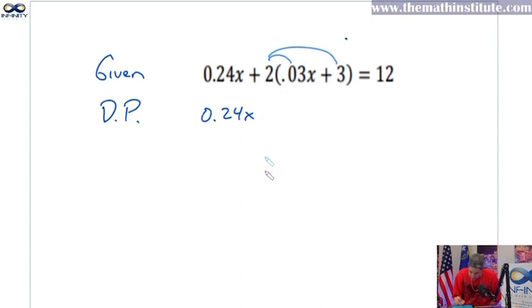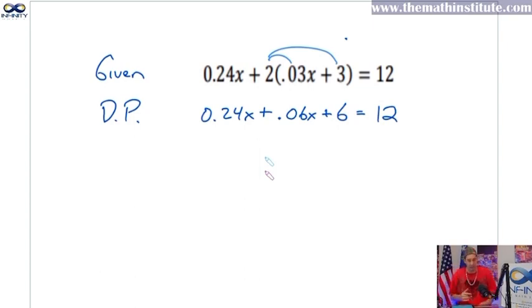0.24x plus 2 times 0.03 is 0.06. So that would be 0.06x. And 2 times 3 is 6. And that equals 12. Now, I wouldn't personally do this because I don't mind decimals.